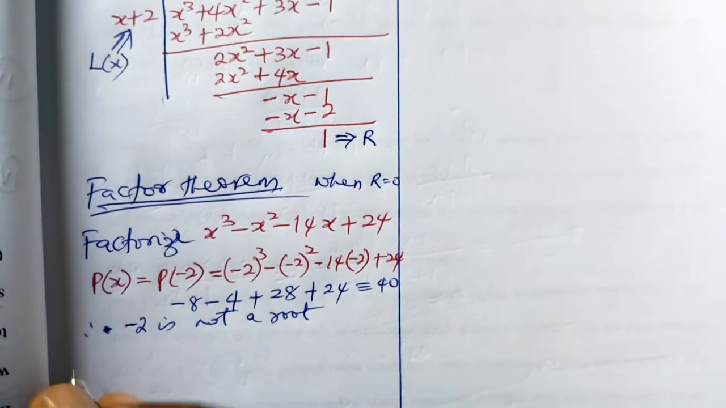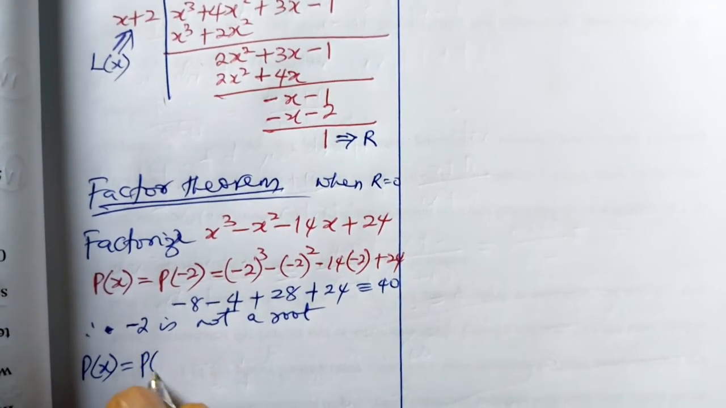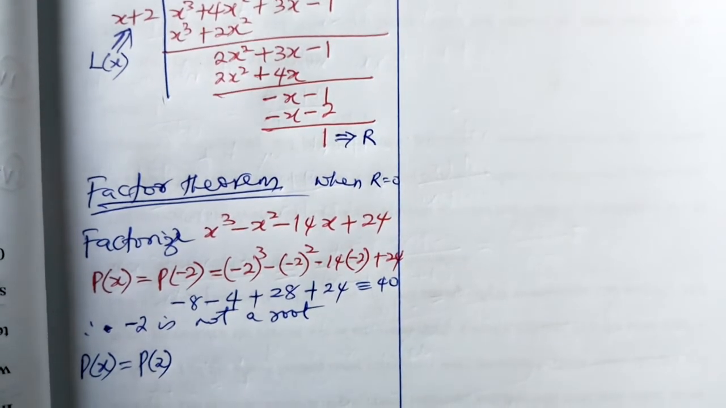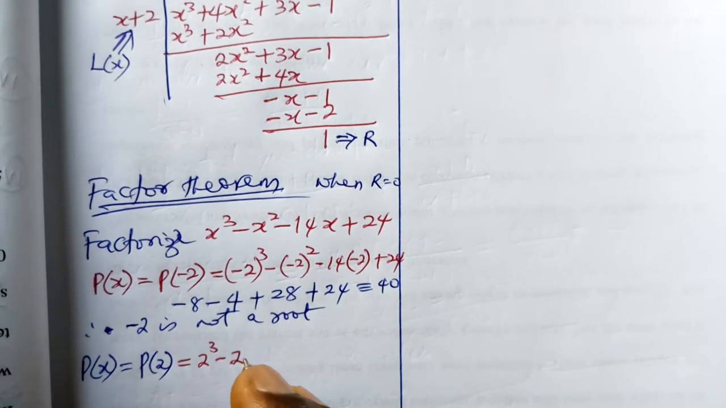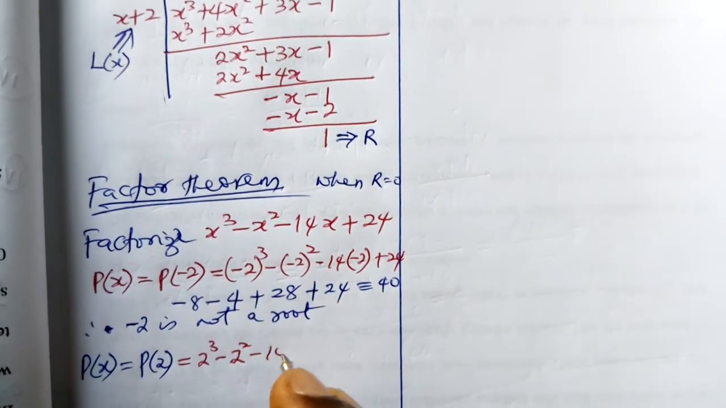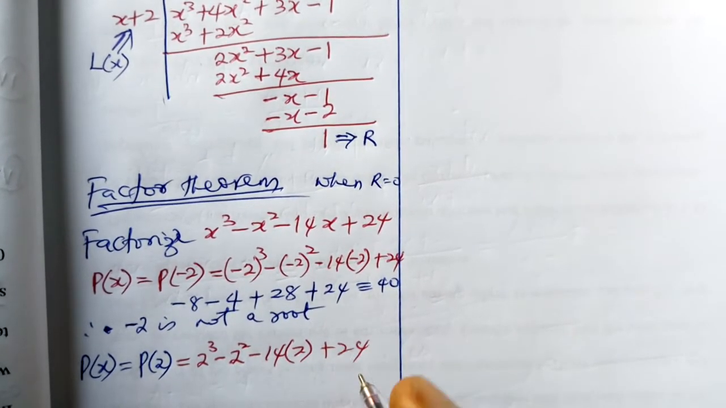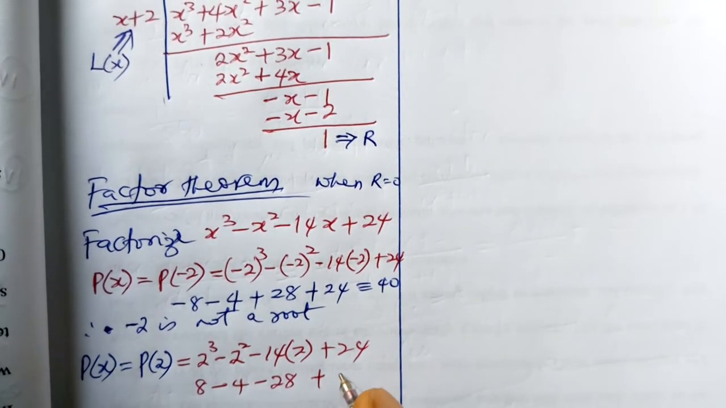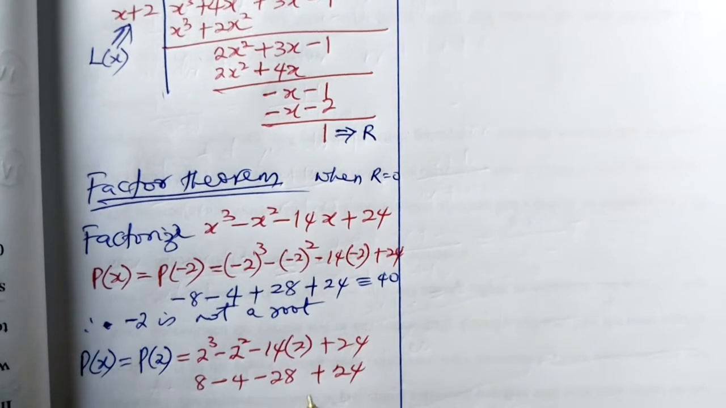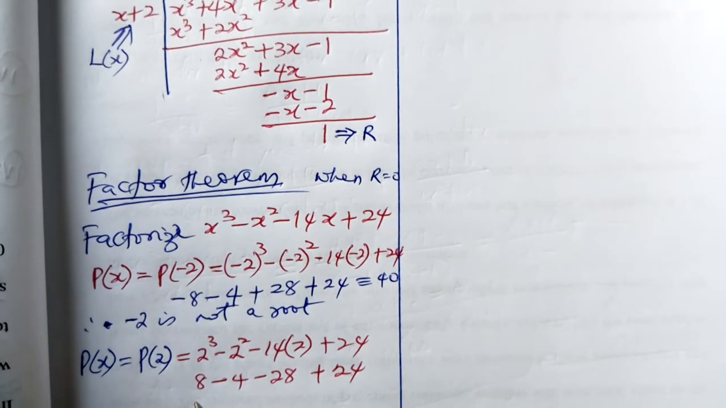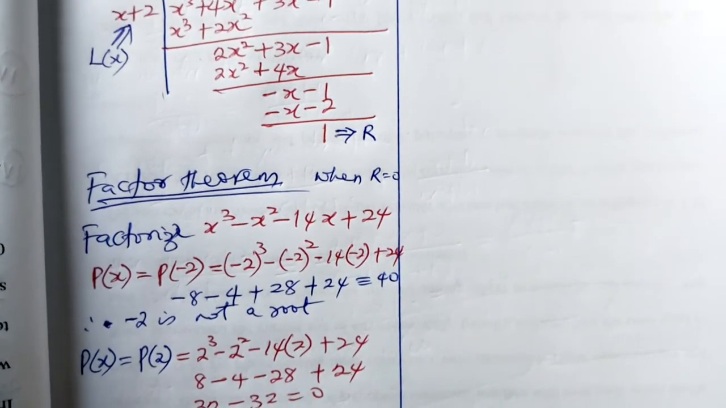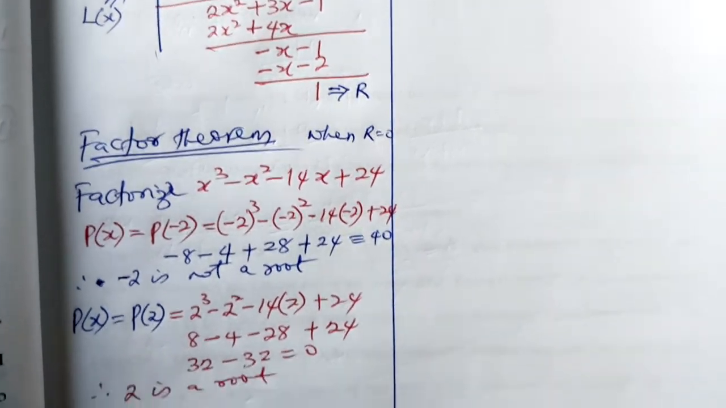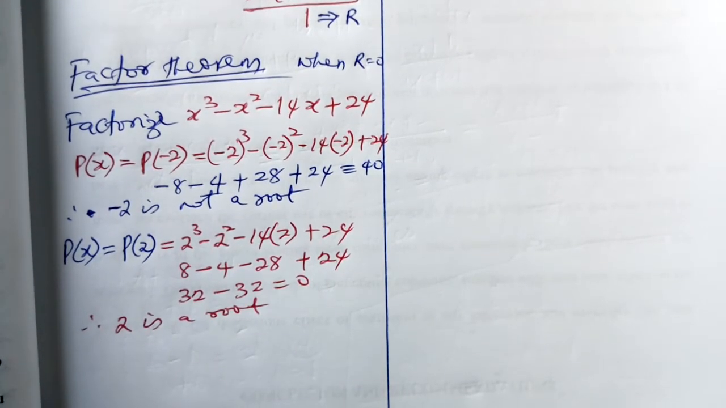Okay, let us try p of x is equal to p of 2. If we try it, it means that we are going to have 2 cubed minus 2 squared minus 14 into 2 plus 24. So we have 8 minus 4 minus 28 plus 24. So this minus this is minus 32, this plus this is 32. So we have 32 minus 32 is equal to 0. Therefore, 2 is a root. 2 is a root of that polynomial.